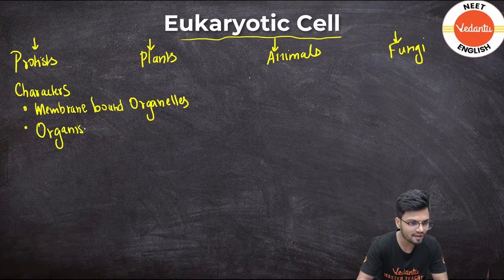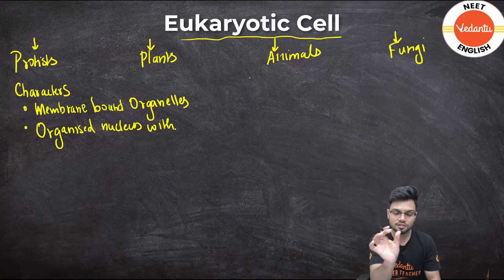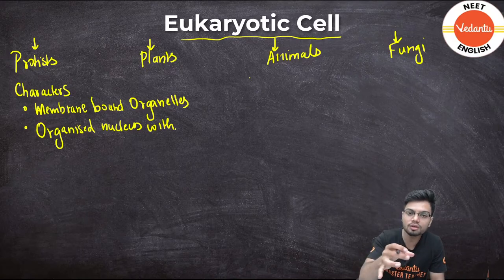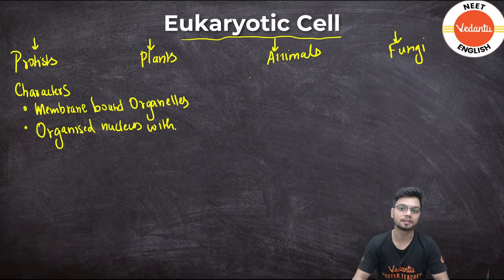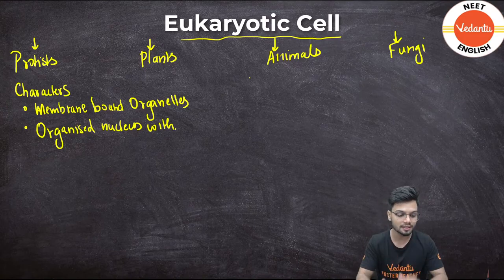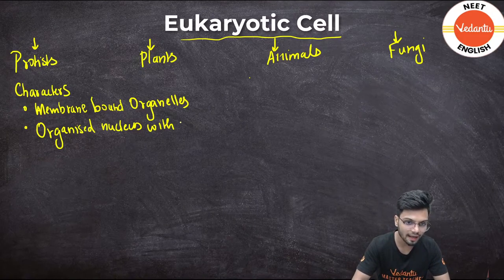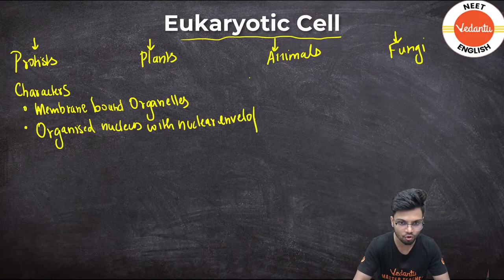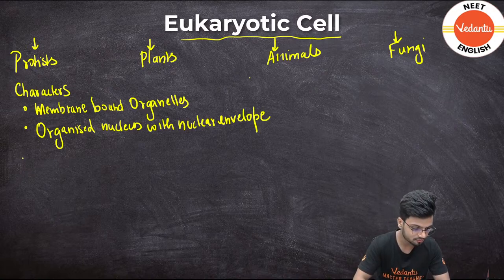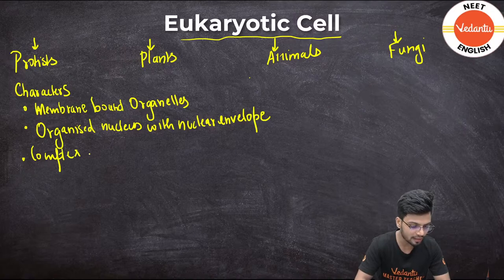Now, what about the nucleus here? It has a very organized nucleus. Now, this nucleus is very organized, but this nucleus also has an extra covering on top of it. The extra covering of the nucleus is called your nuclear envelope. Nuclear envelope or envelope, whatever you say, but I say envelope because fancy English.